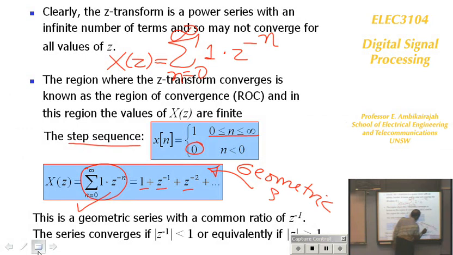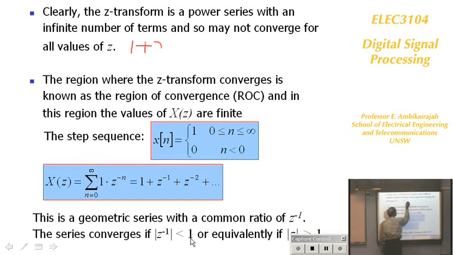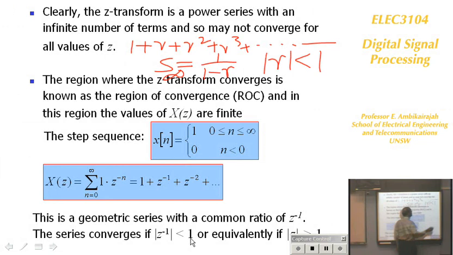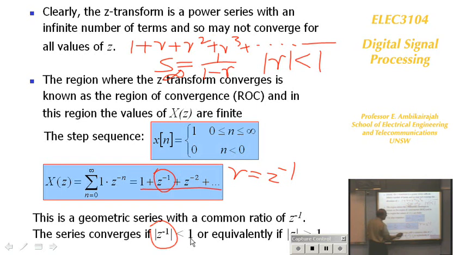If you have a geometric series, for example R plus R squared plus R cubed and so on, its summation to infinity, that means it has got infinite terms, is 1 over 1 minus R, as long as mod R is less than 1. You have done this before, a geometric series. So you can see this is also a geometric series. This is the common ratio R, which is equal to z to the minus 1. And we will assume this will have a sum when mod R is less than 1.